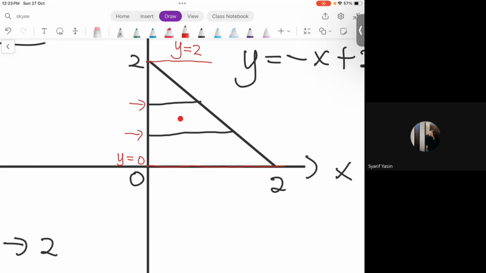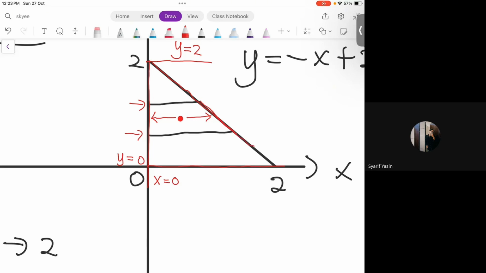Imagine you are sitting inside and you turn left. What you see is this vertical line. This vertical line is at the position x equals to 0. When you look at the right, you see this slanted line, the whole line here.